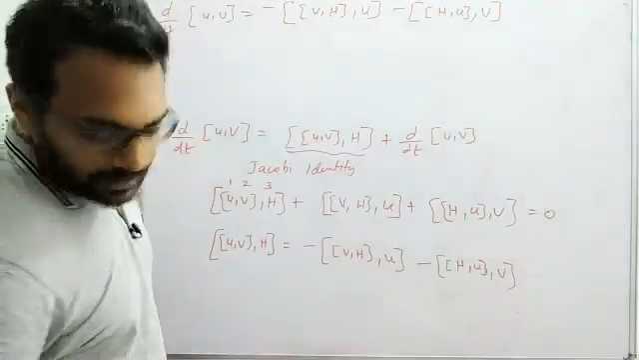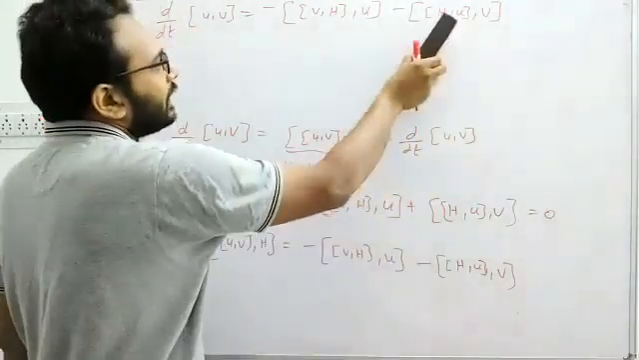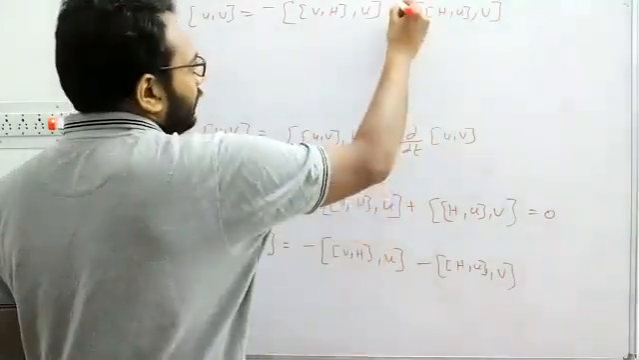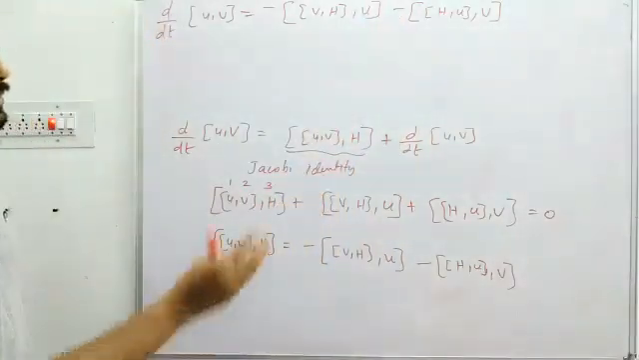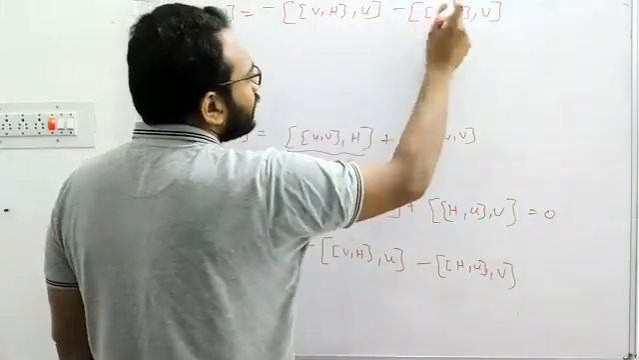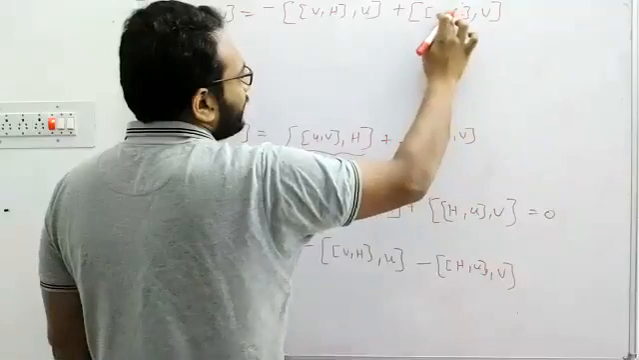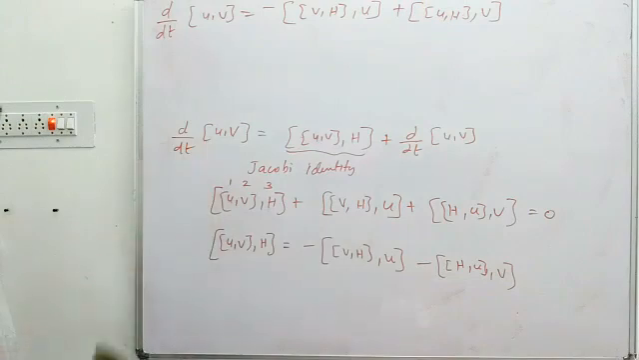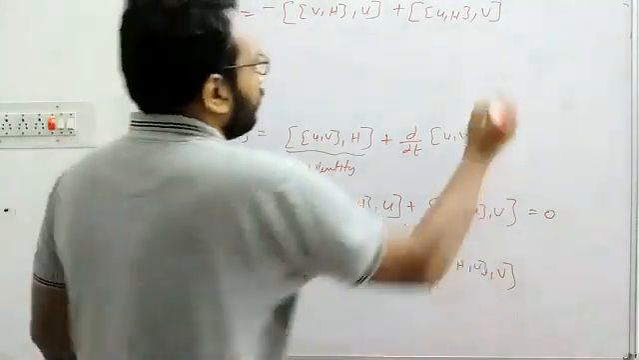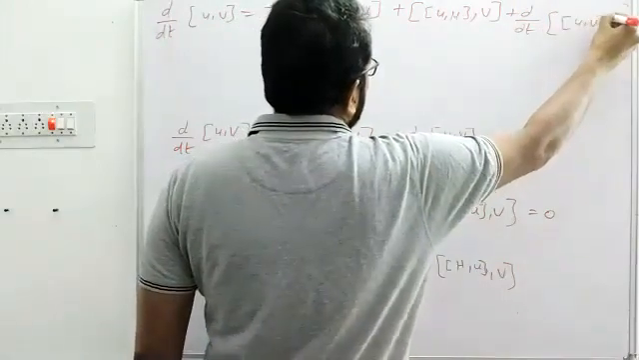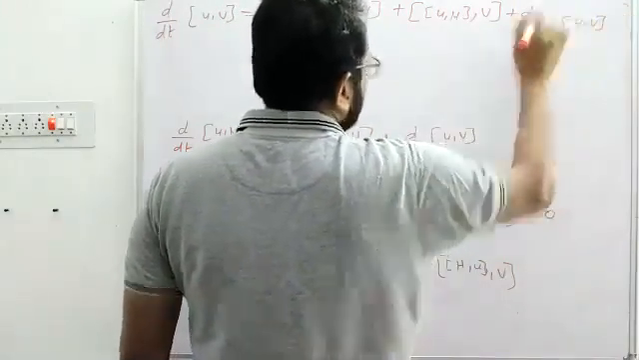Now we know that these brackets are antisymmetric, so we can write {H, u} as minus {u, H}. Am I right? When you interchange two functions inside the Poisson bracket, you get an extra minus sign. We can do that here, so we'll write it as plus {{u, H}, v}. Any constant inside the Poisson bracket we can just pull out. So this is {{u, H}, v} plus dou by dou t of {u, v}.